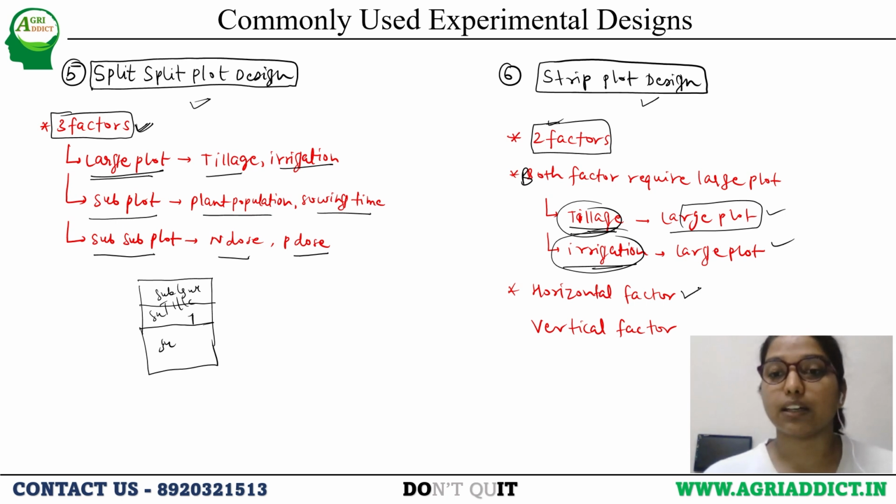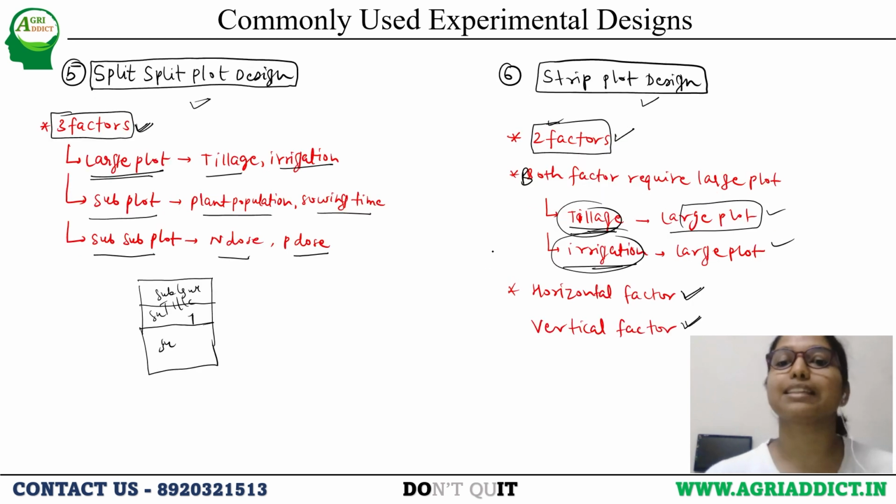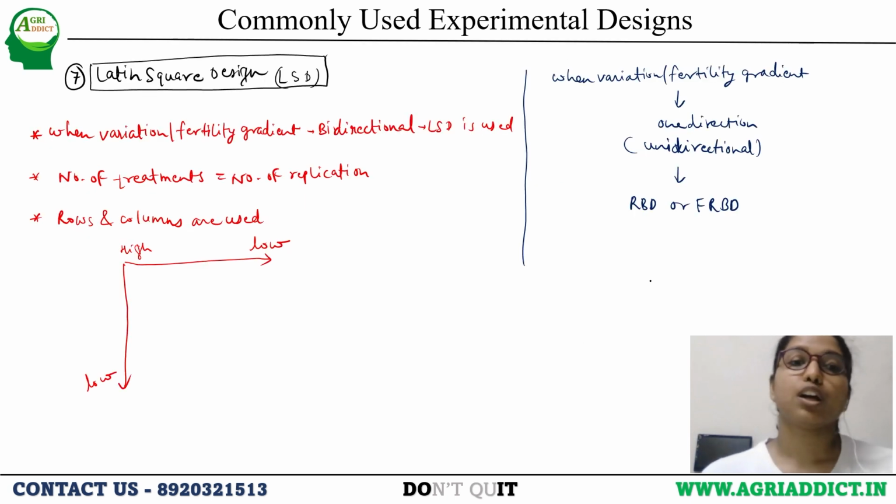So here one will be set as the horizontal factor, the second will be set as the vertical factor. Here both the factors require a large plot, but in split plot, what we studied in the previous slide, one factor requires a large plot and another factor requires a small plot. But in this case, both the factors require a large plot. Tillage, irrigation. When we have to study these two factors together, then we'll go for strip plot. One will be regarded as the horizontal factor, another as the vertical factor. Let's move. So the seventh design is Latin square design. When variation or fertility gradient is bidirectional.